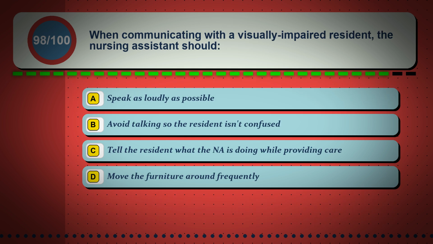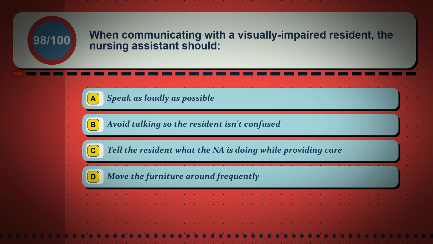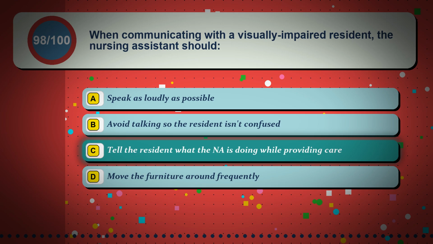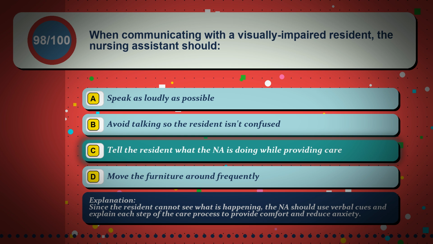Question 98. When communicating with a visually impaired resident, the nursing assistant should: Option A, speak as loudly as possible. Option B, avoid talking so the resident isn't confused. Option C, tell the resident what the NA is doing while providing care. Option D, move the furniture around frequently. The correct answer is option C, tell the resident what the NA is doing while providing care. Since the resident cannot see what is happening, the NA should use verbal cues and explain each step of the care process to provide comfort and reduce anxiety.